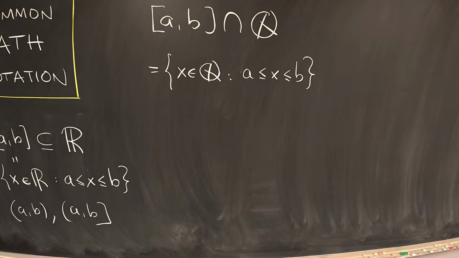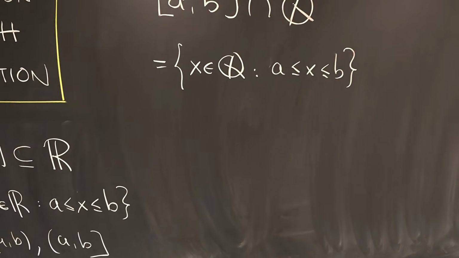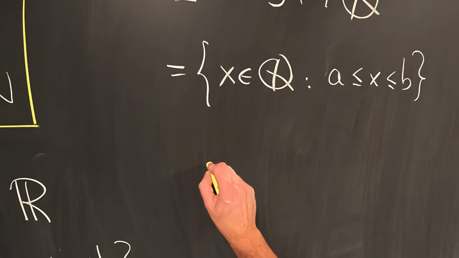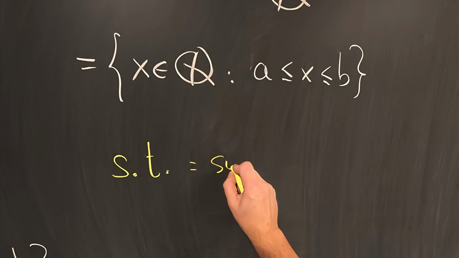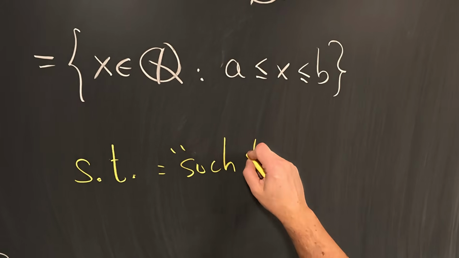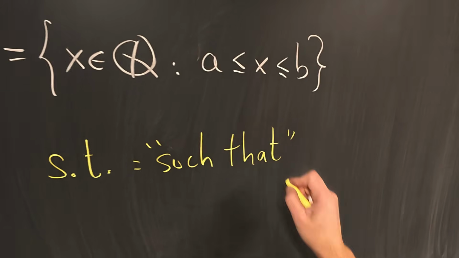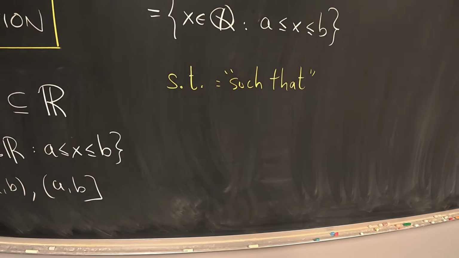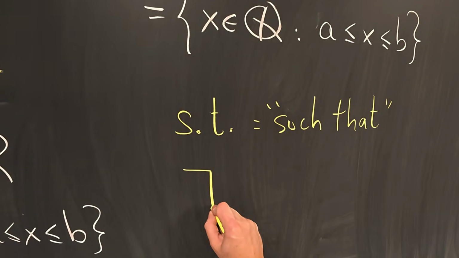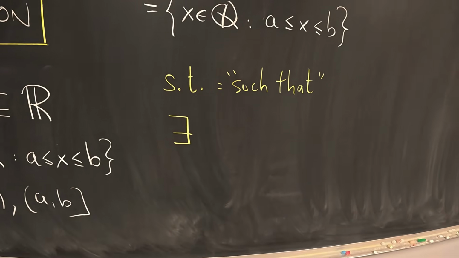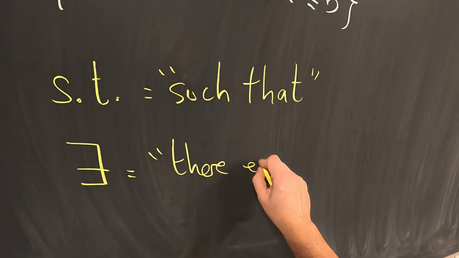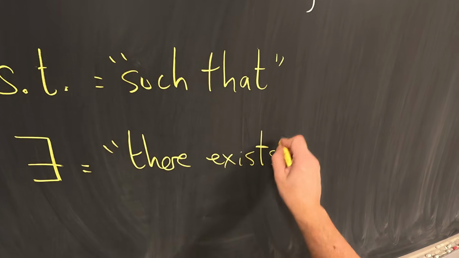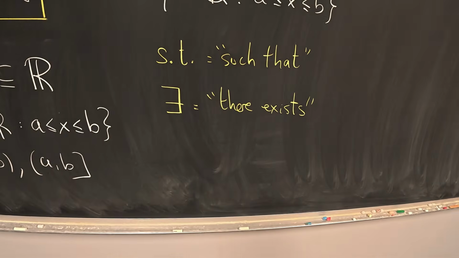Okay, now let's talk about logic words or notation. First of all, I have such that. So that just means such that, and that's common, that we'll just write s.t. for such that. Then importantly, we write this symbol for there exists. So there exists is written with that backwards E.